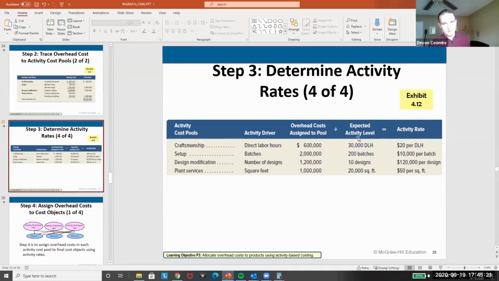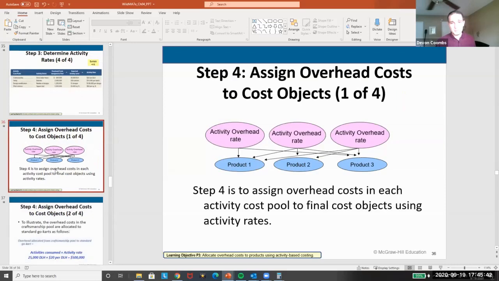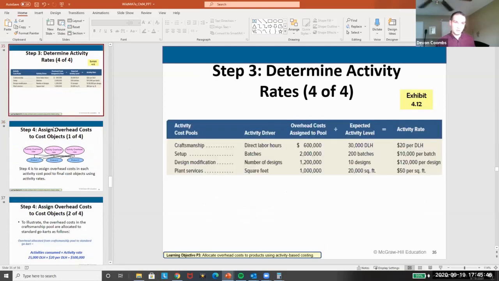Same thing here. All this will be given to you, where they're saying, oh, 200 batches is reasonable this month. It's about $10,000 a batch. $120,000 per design. If we did 10 designs, and then plant services, they're saying, well, it's actually the best indicator is our square footage. So $50 per square feet. And then we just apply it to each product. And so we'll determine how much.